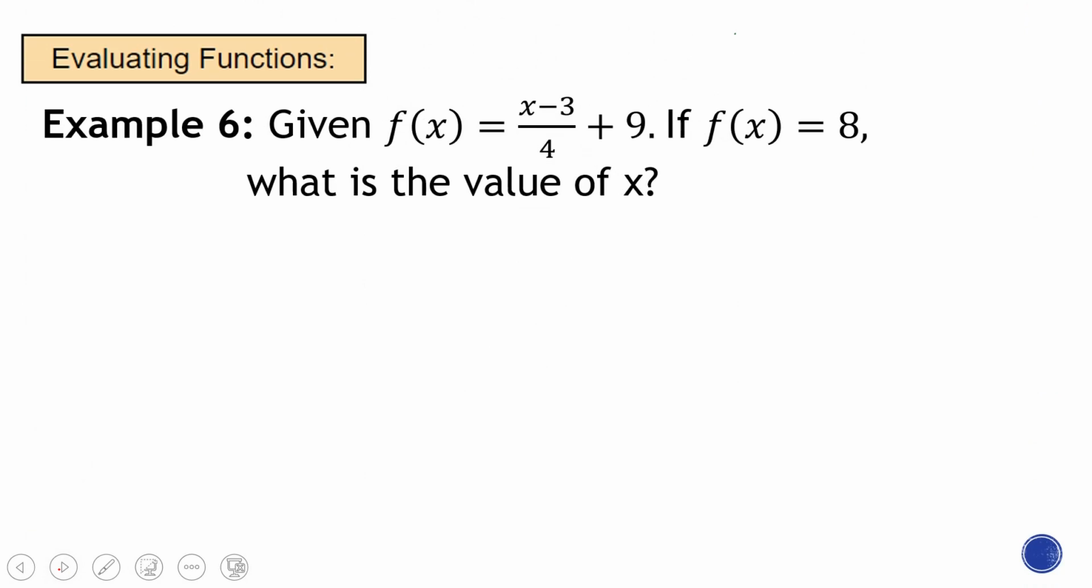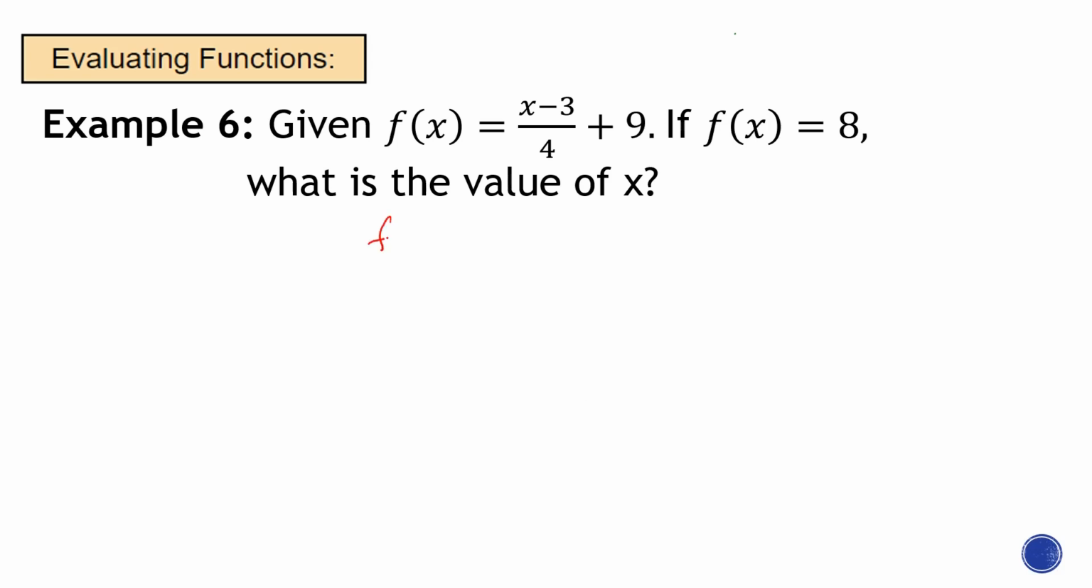Okay, so here, given f of x equals (x minus 3) over 4 plus 9, if f of x is equal to 8, what is the value of x? So basically, the story here is what is the input value if the output is 8 given the function. So how are we going to set up the problem?